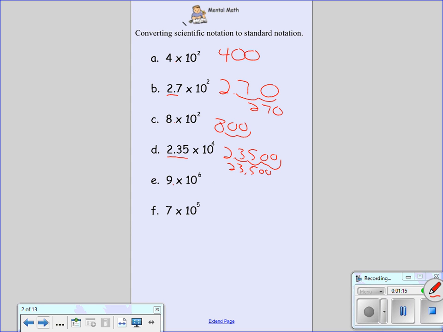This one here, we have a 9. So we're moving this over 1, 2, 3, 4, 5, 6. 7, moving this over 5 spots. 1, 2, 3, 4, 5. Hopefully this is some nice exposure to this, nice reminder of how to work with the powers of 10.